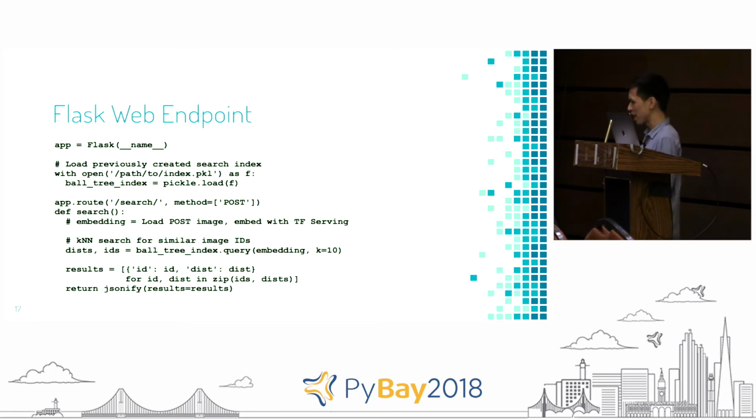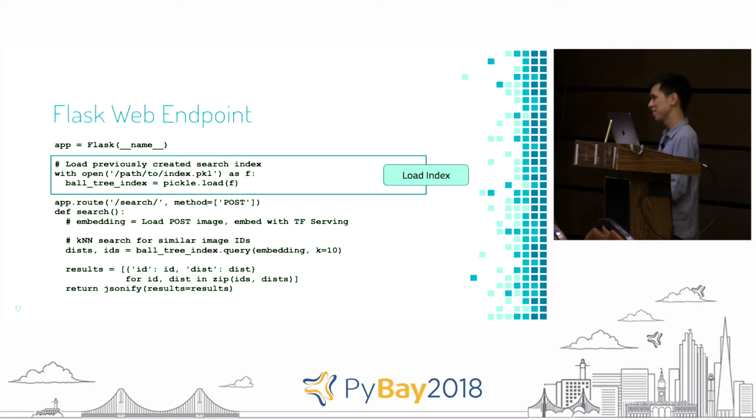So now that we have a way to search our images really quickly with that KNN search structure, and now that we have a way to embed our images in real time, we can use Flask to integrate the two together. So this is a really simple Flask application. And the first thing that it does is it just loads that pickle that we made before, that ball tree, so that we can do KNN search within our latent space.